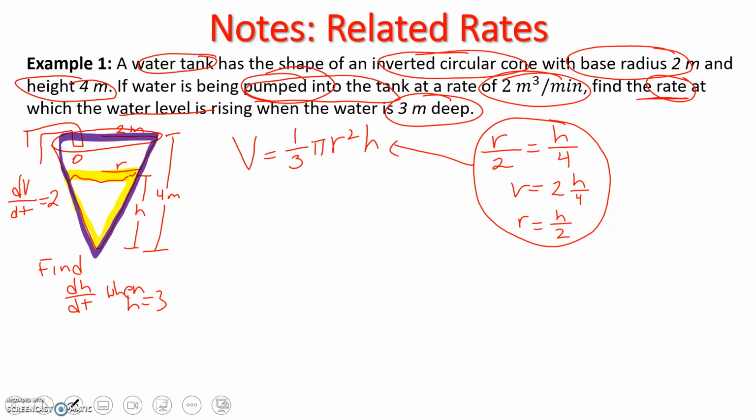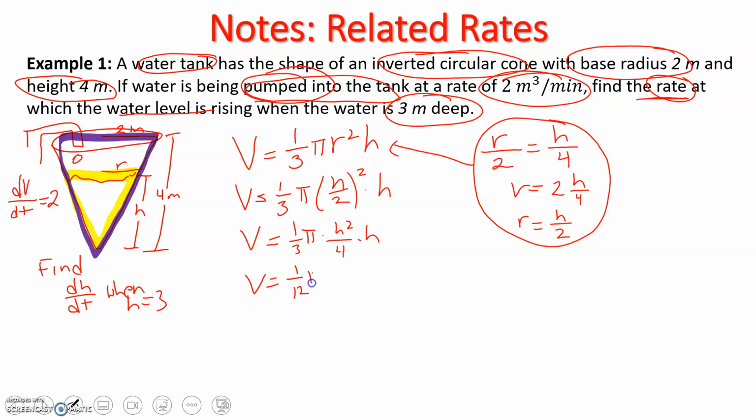Now we're going to use this information to modify this equation so that we have an equation for volume that only has V and h. So we have V is equal to 1/3 pi, but instead of radius, we're going to put h over 2 squared times h. And simplifying this, we get 1/3 pi times h squared over 4, because 2 squared is 4, times h. And then simplifying once again, volume is equal to, instead of 1/3 now, let's say 1/12, because 3 times 4. So 1/12 pi times h cubed, because h squared times h is h cubed.